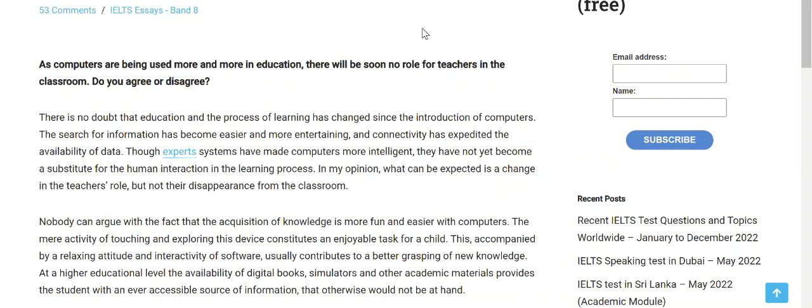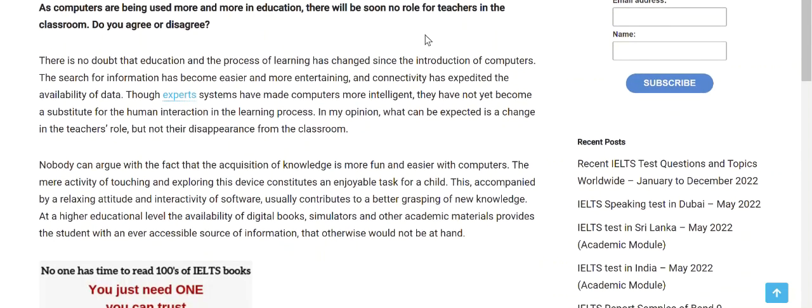Let's read what he wrote. There is no doubt that education and the process of the learning has changed since the introduction of computers. The search for information has become easier and more entertaining, and connectivity has expedited the availability of data. Though expert systems have made computers more intelligent, they have not yet become a substitute for the human interaction in the learning process.